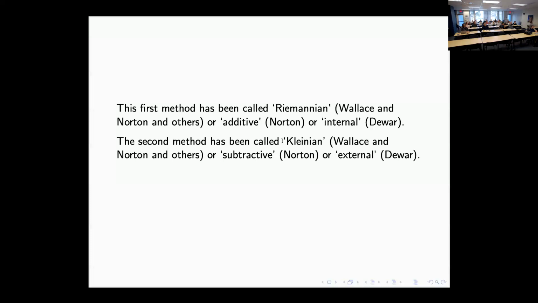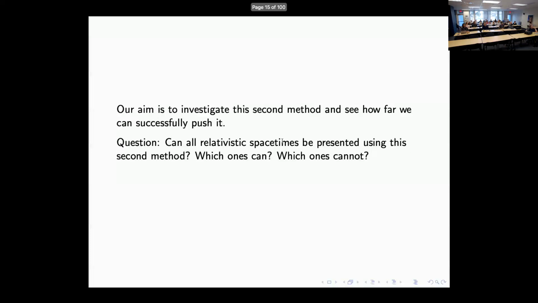I like all of these names. They're all good for different reasons. Our aim today is to investigate the second method, this Kleinian subtractive external method. And we're just going to see how far we can push this thing. We're going to see how far we can successfully go, how much of general relativity in particular we can present using this second method.